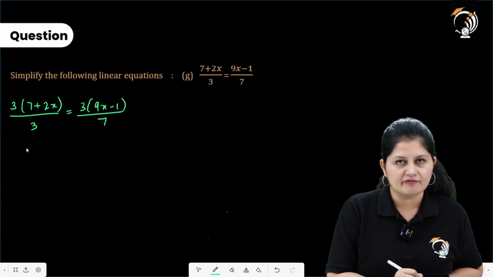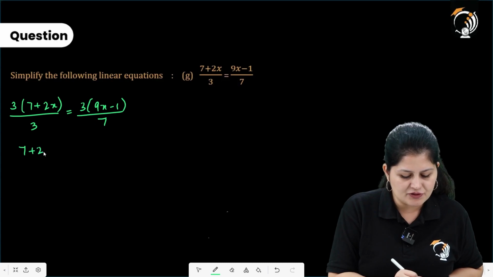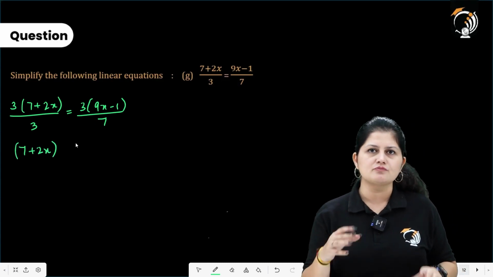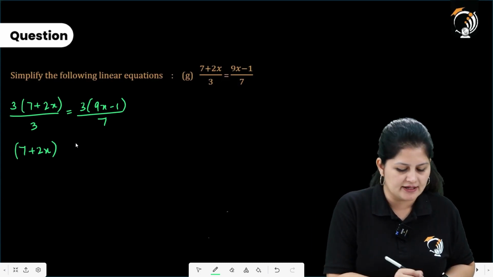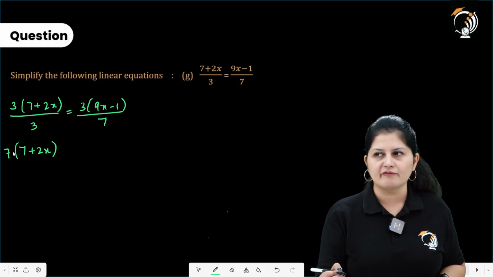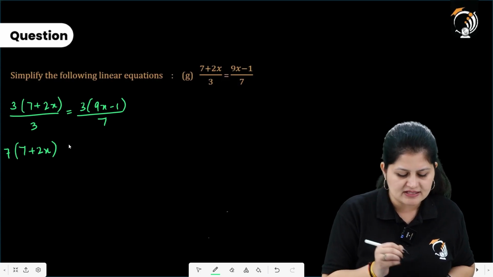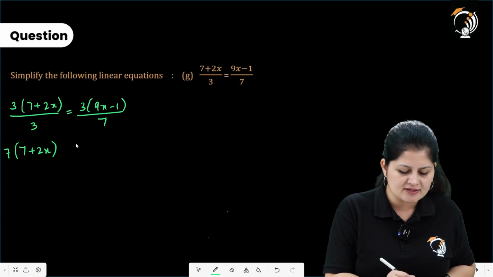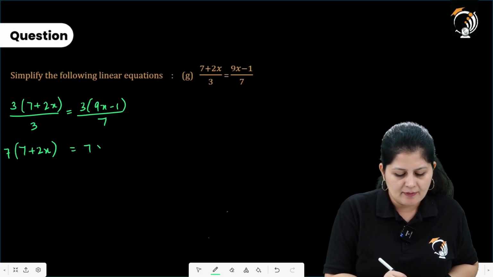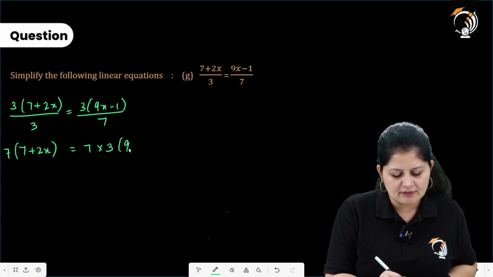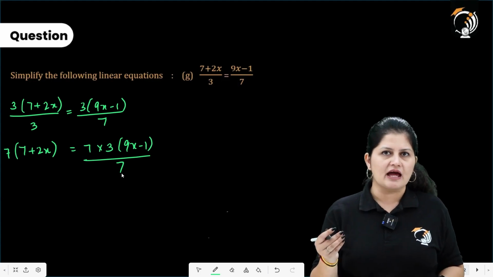So clearly on the left hand side, we are left with 7 plus 2x, correct? Now, in the next step, we are going to multiply with 7 on both the sides. So that means 7 multiplied with 7 plus 2x is equal to 7 multiplied with 3 multiplied with 9x minus 1 over 7. So clearly 7 and 7 can be eliminated.